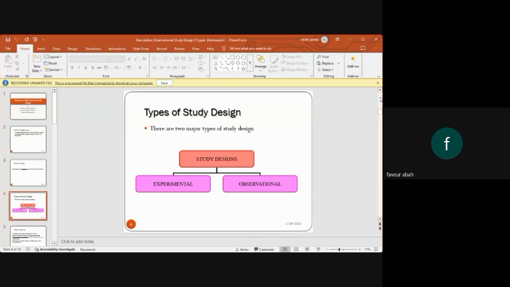We already established that there are two types of study design, quantitative and qualitative, and when you are using a bit of the two of them, you have mixed method. Now, under quantitative study design, we have experimental and observational. So there are two types, experimental and observational.